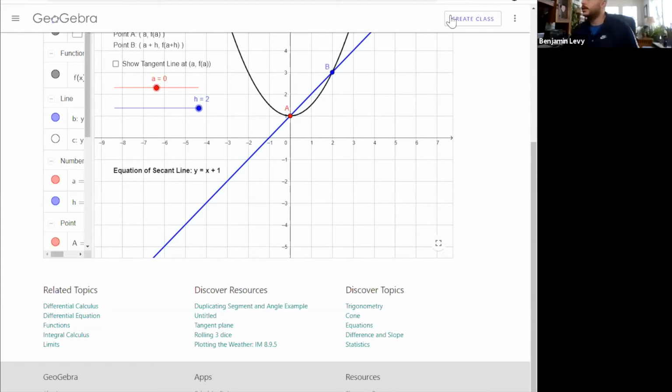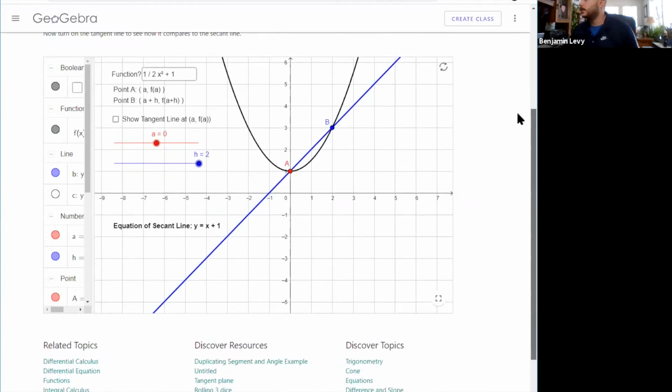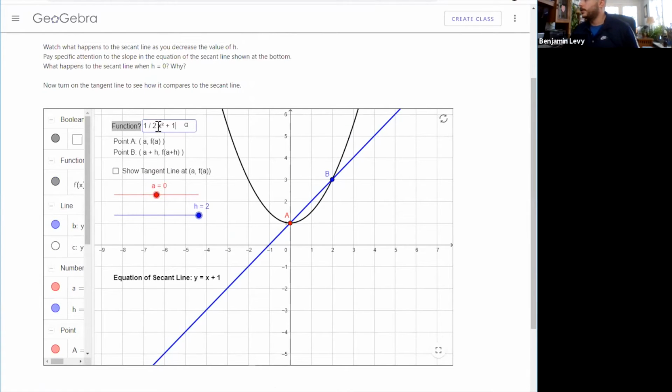The idea is, and let me go ahead and make this function look more like the picture we just drew a second ago. So let's flip it upside down.